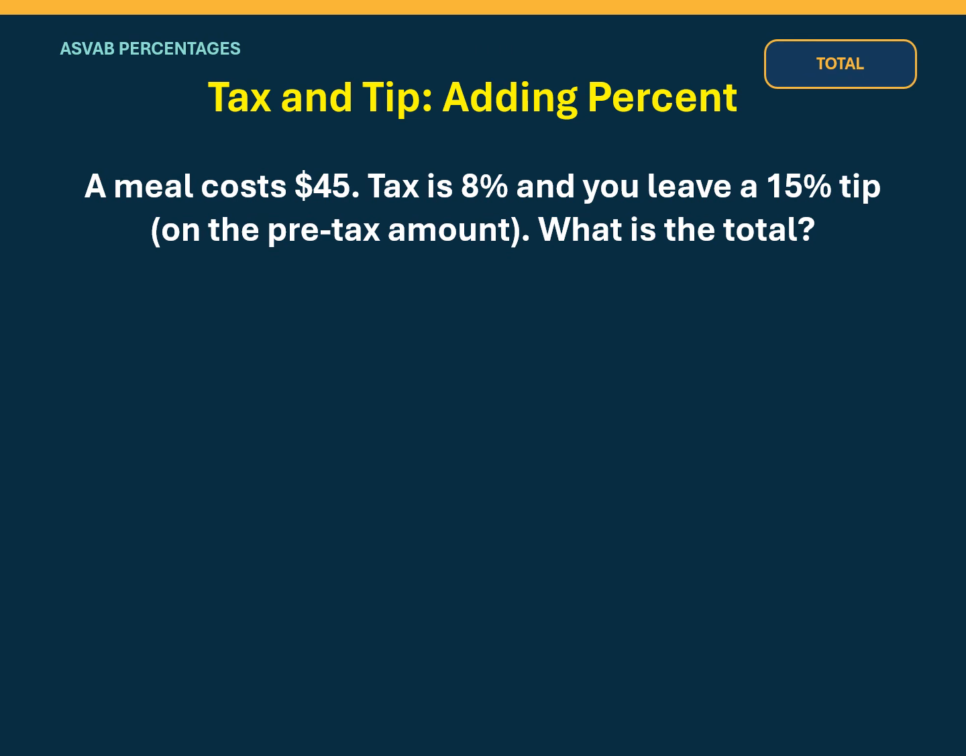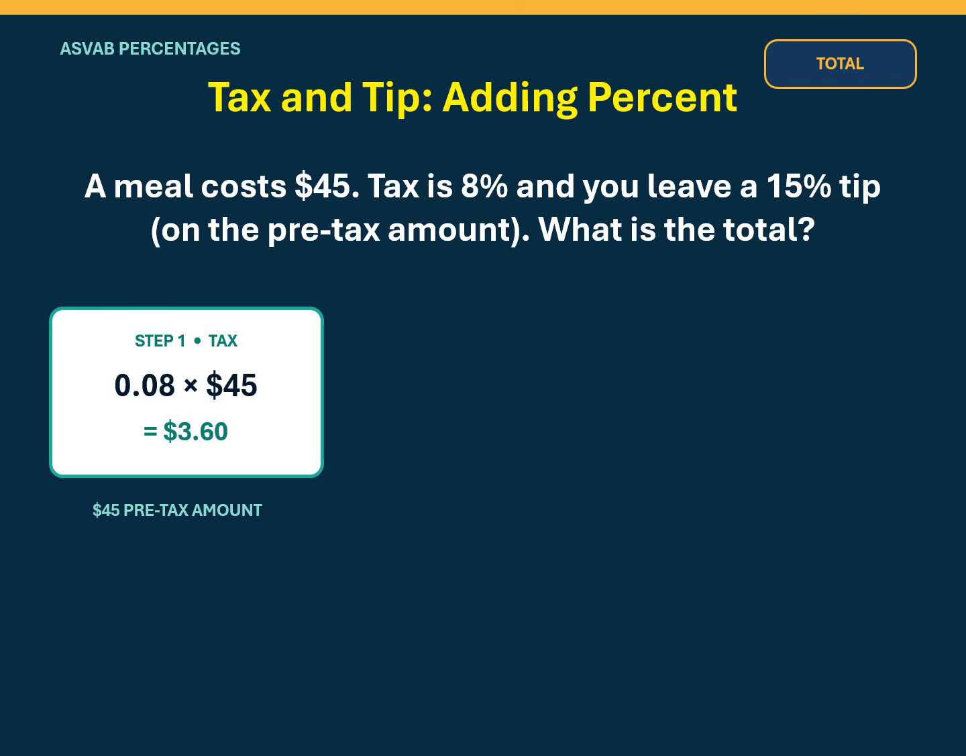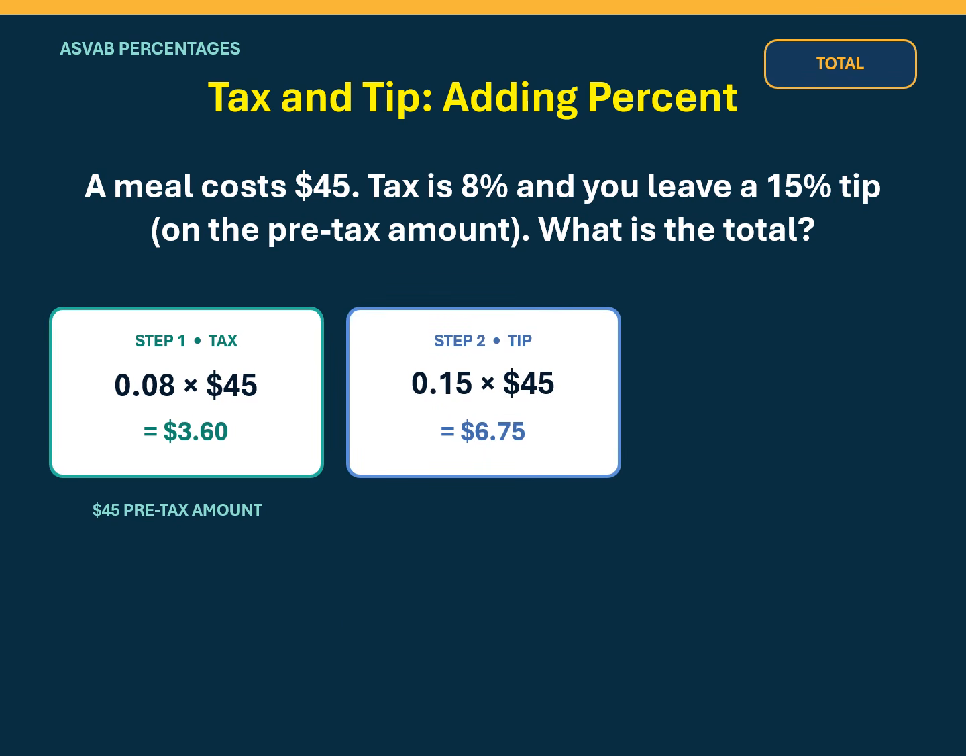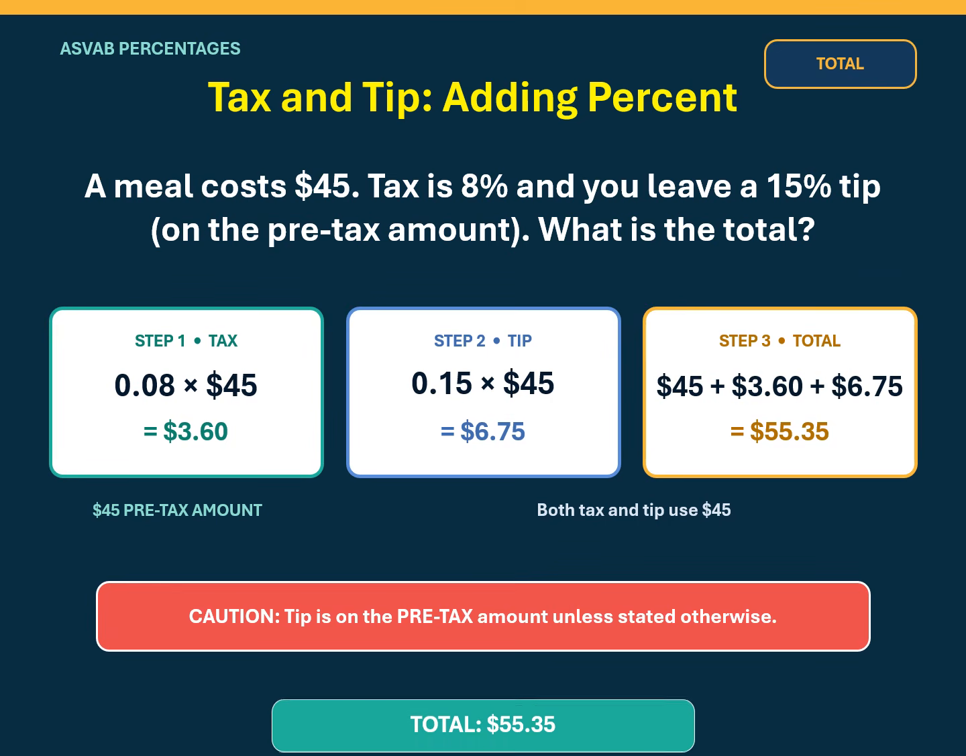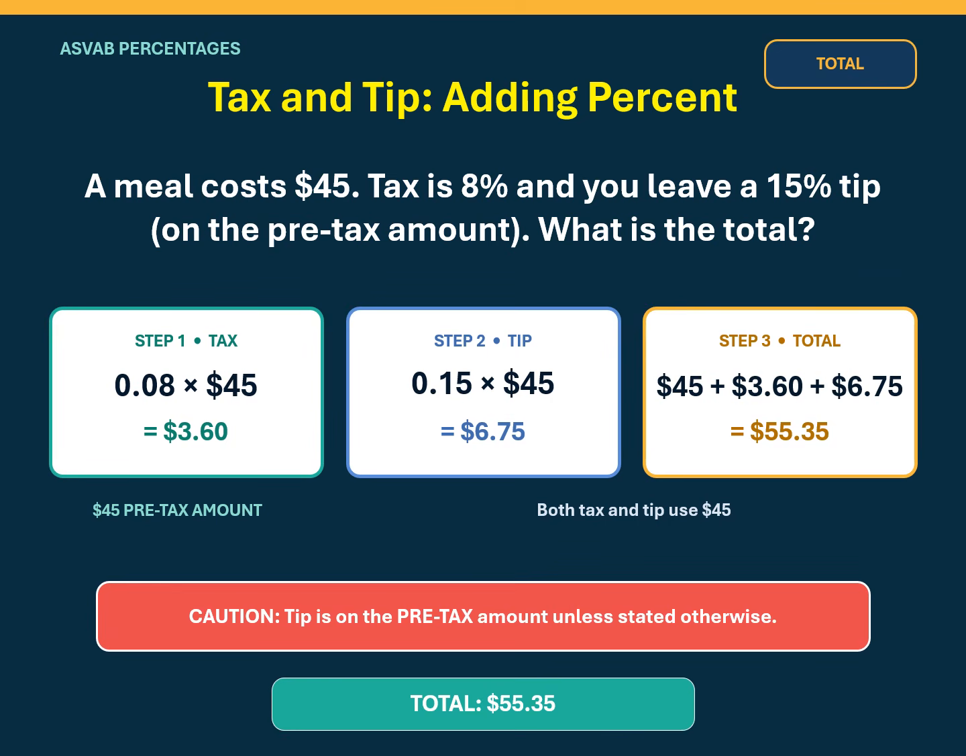A meal costs $45, tax 8%, tip 15% on pre-tax. What is the total? We take the tax first. 0.08 times 45 is $3.60. Then the tip. 0.15 times 45 is $6.75. Then we add 45 plus 3.60 plus 6.75. It is $55.35. It's the correct answer, for example, like that.